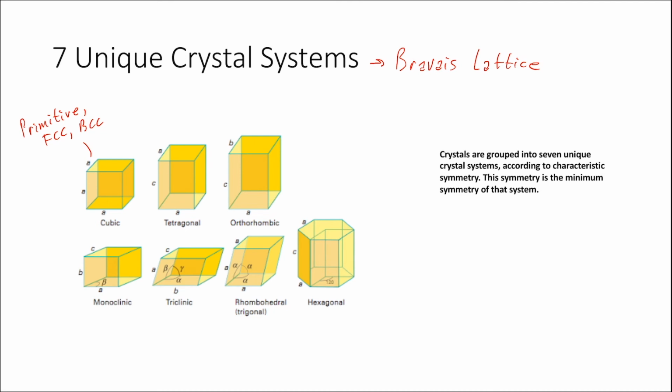For tetragonal, there are 2 Bravais lattices: body-centered as well as primitive. For orthorhombic, there are a total of 4 different Bravais lattices associated with it. Monoclinic has 2. Triclinic has 1 Bravais lattice. For rhombohedral, you again have 1, and hexagonal 1. These are the numbers of Bravais lattices that each crystal system has.